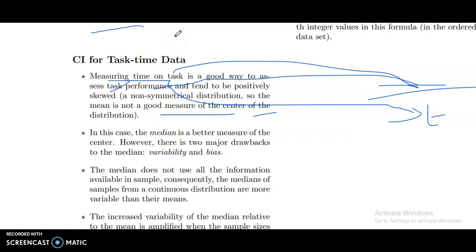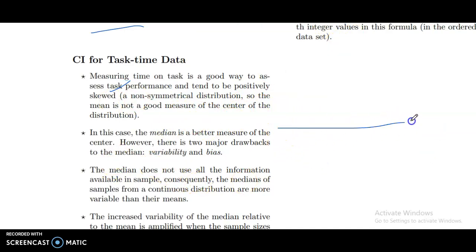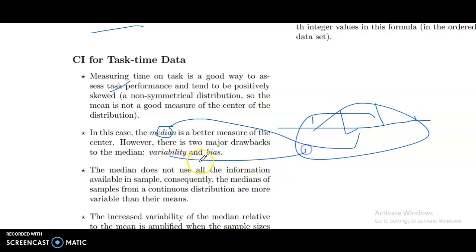However, there are two major drawbacks to the median: variability and bias.